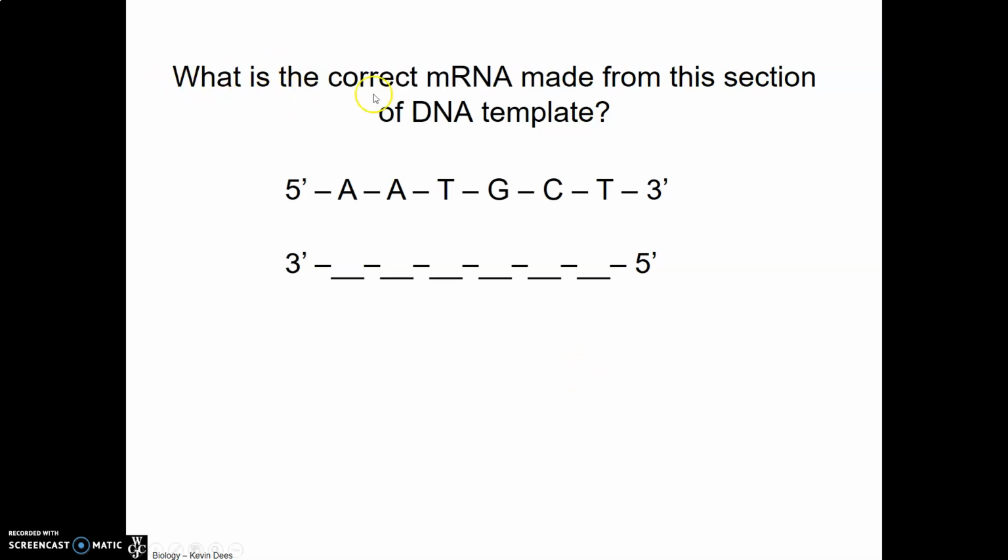So, you should also be able to make the correct messenger RNA strand from this section of a DNA template. So here's our DNA template. Here's our RNA. You should be able to fill in these blanks. Notice that it's running in its anti-parallel fashion, so this would be thymine, right? No, this would be uracil, because remember, U replaces T, so we would have U, U, A, C, G, A.